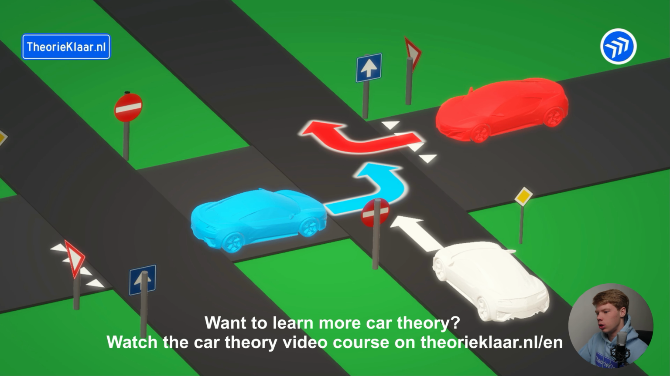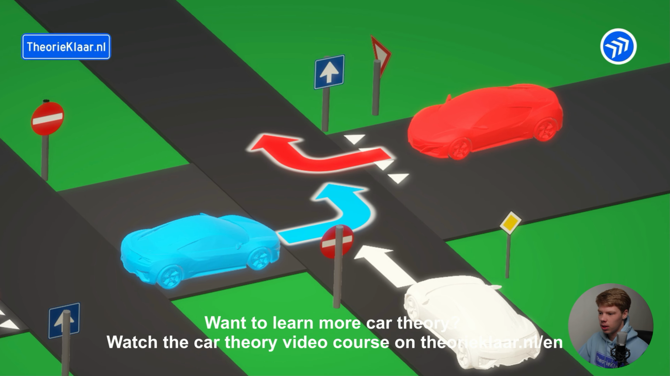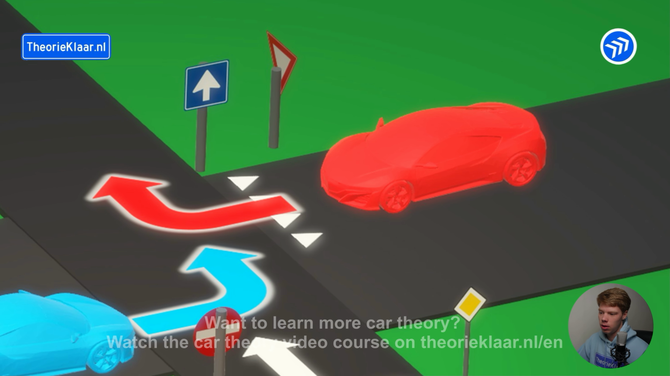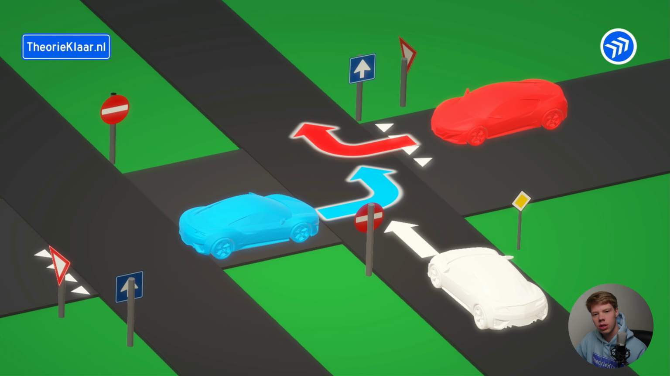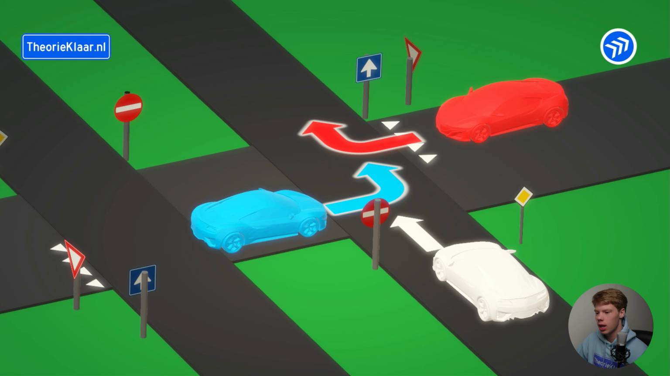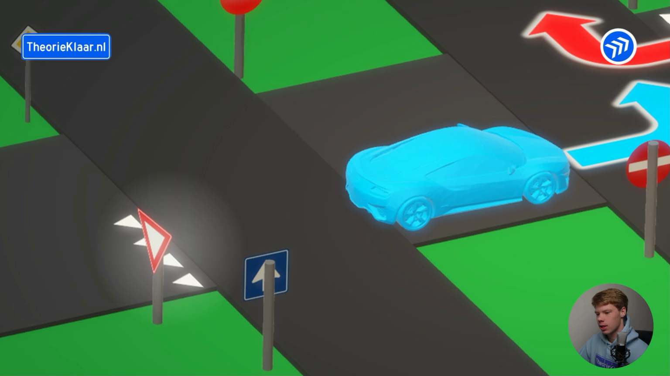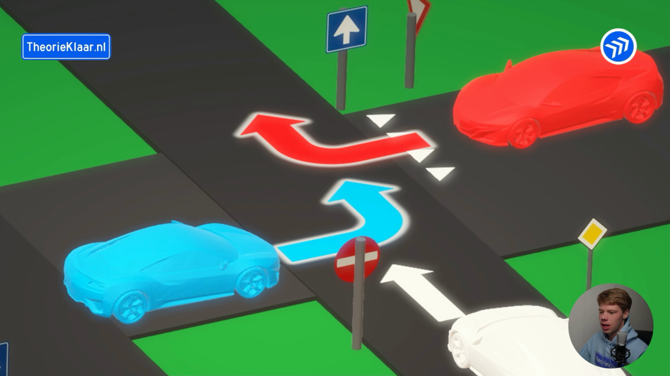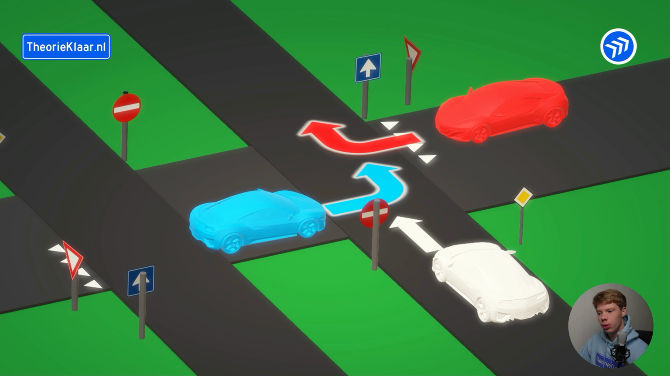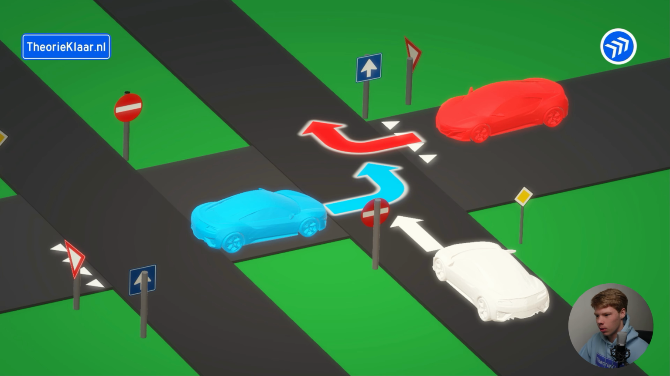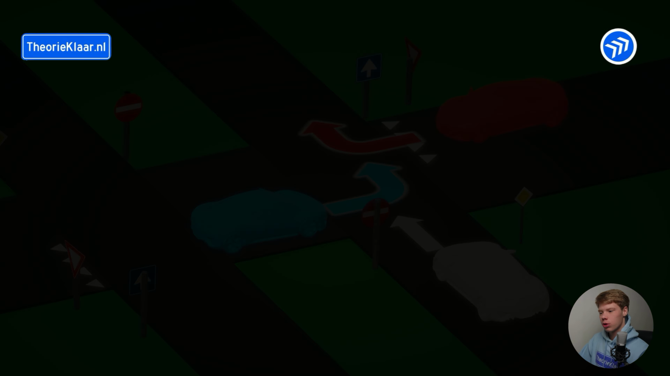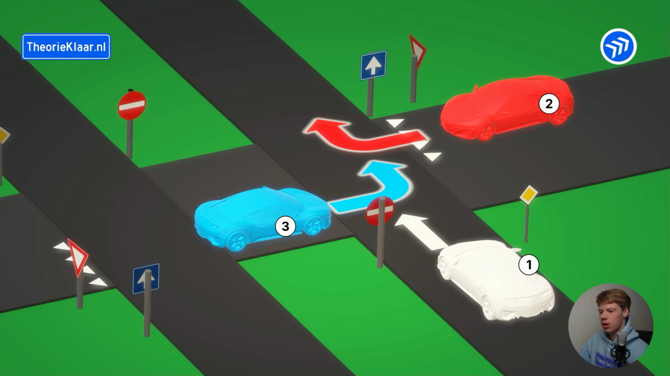In this situation you might think that the blue car goes second and the red car goes last because the red car has the shark teeth, but you need to take a look at the starting position of both vehicles. And you can see that the blue car also has the shark teeth. So when we take a look at the starting position, the blue car is making the long turn. So first goes the white car, then the red car and last up the blue car.